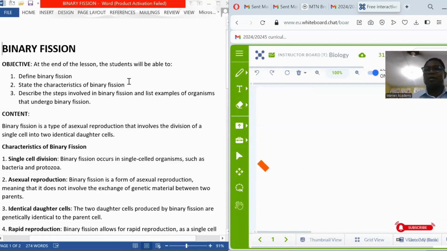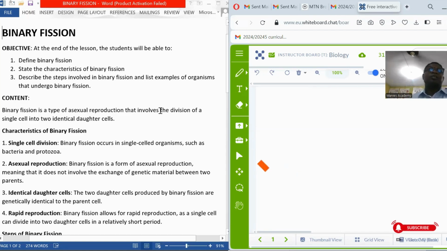This is our biology class, and today we will be talking on the topic binary fission. At the end of the lesson, we will be able to define binary fission, state the characteristics of binary fission, describe the steps involved in binary fission, and use some examples of organisms that undergo binary fission.